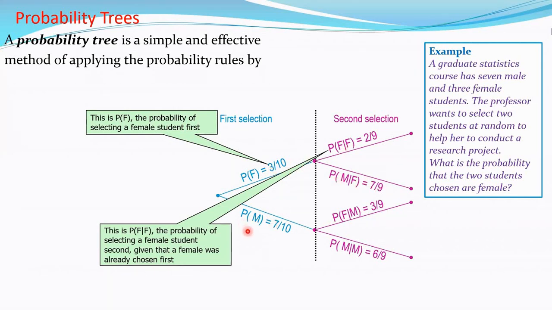Right? Similarly, if the first is male and the second student is female, then there are 3 females, so 3/9. Now here, if the second is also male and the first is also male, then there are 6 male students, so out of 9, there is 6/9. This is the method of constructing the probability tree. By using this, you can easily calculate the probabilities, right? Now we are extending this one.